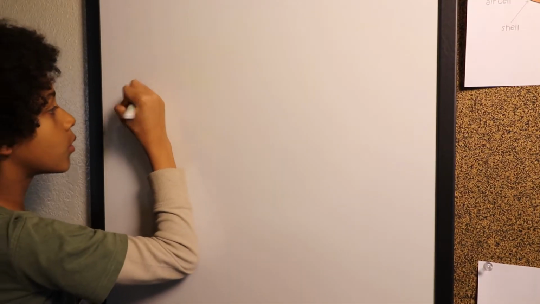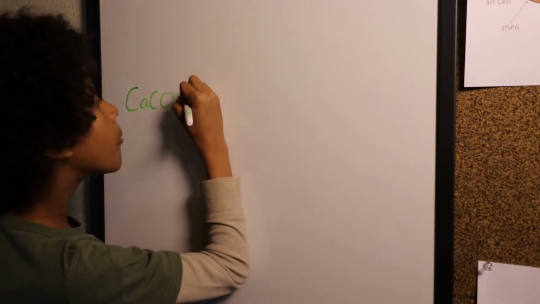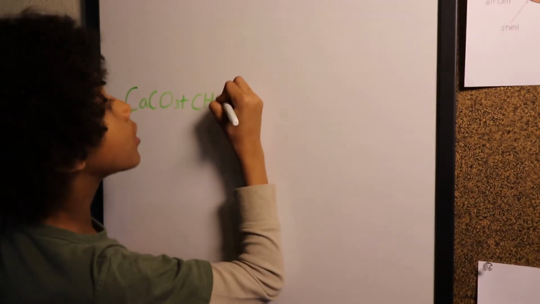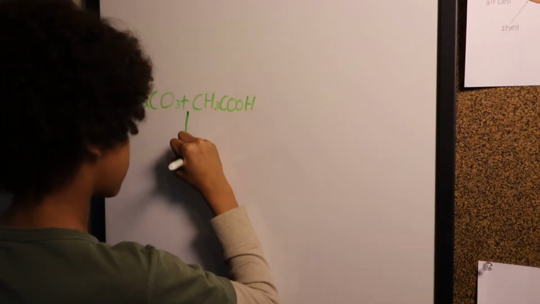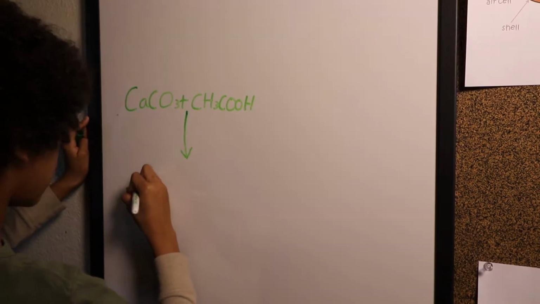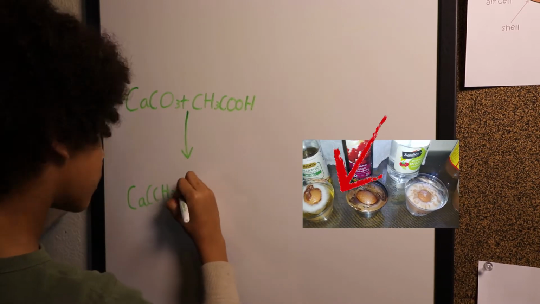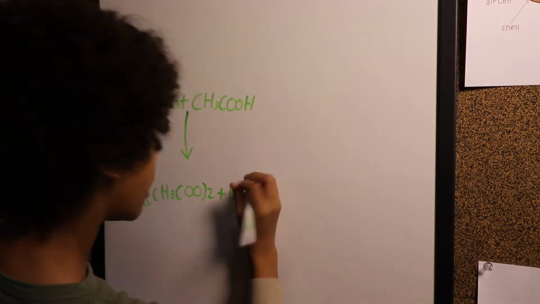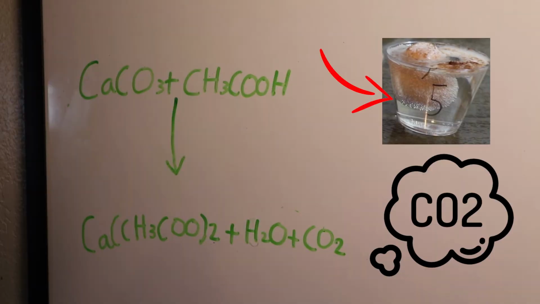The formula is CaCO3, calcium carbonate, which is the eggshell, CH3COOH, acetic acid, which is the vinegar. When a chemical reaction happens, it turns into Ca(CH3COO)2, which is calcium acetate, known as calcium salt. H2O, which we all know is water. CO2, carbon dioxide, will come off the eggshell as bubbles.